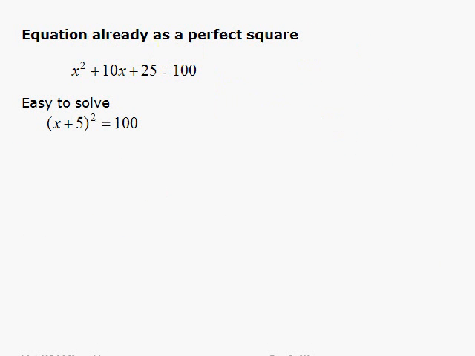Now this is just a review on how we use the idea of a perfect square to solve equations. If I had this equation, x squared plus 10x plus 25 equals 100, I can write this as the perfect square, x plus 5 squared, and then just take the square root to solve the equation. So we're going to be doing something similar for the conic sections.